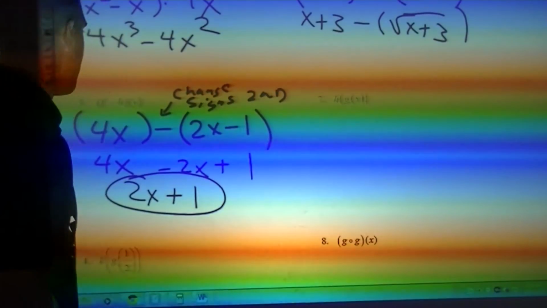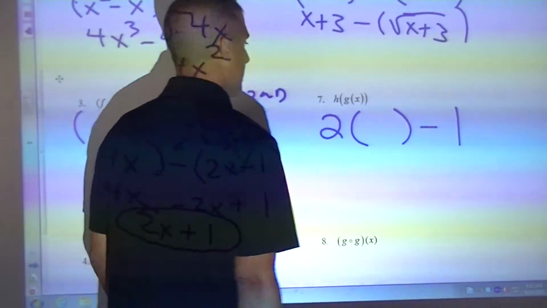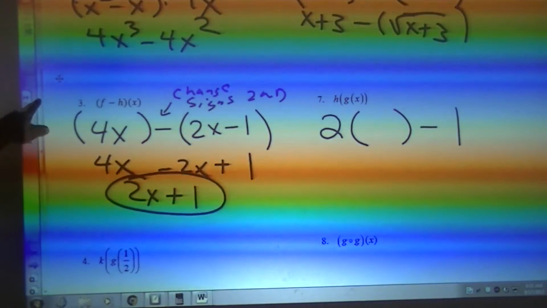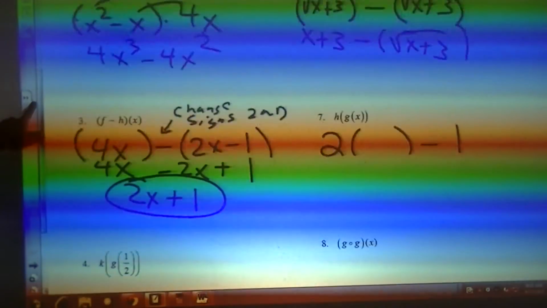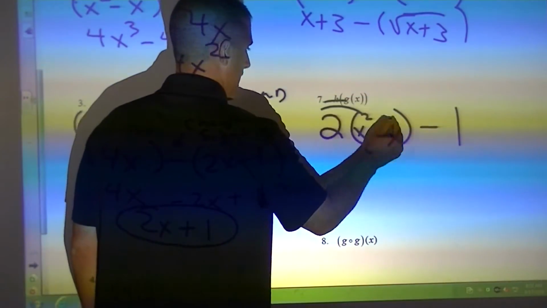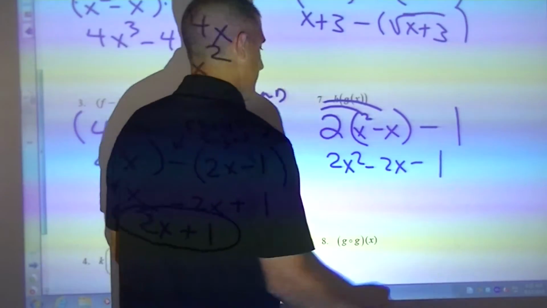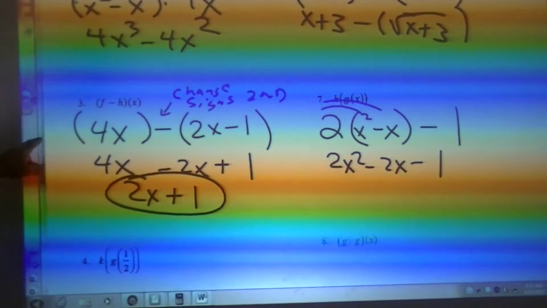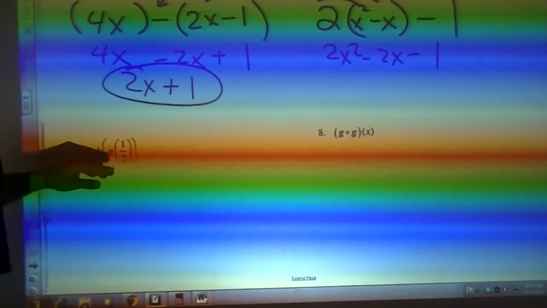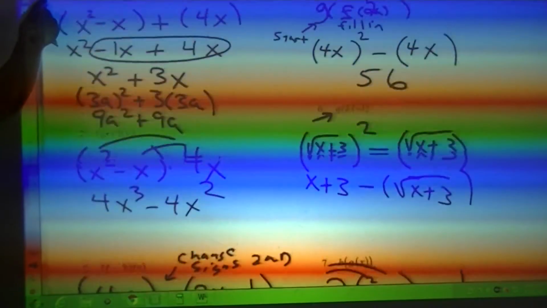H of g of x. So the h function is 2x minus 1. I'm just going to get rid of the x. Now I'm going to fill in the g function. G function is x squared minus x. Since there's an x here, I'm just going to distribute that and see if I can combine like terms, which is all I can do. All right, k of g of 1/2. So I'm going to start with the k function. Sorry for all the scrolling.